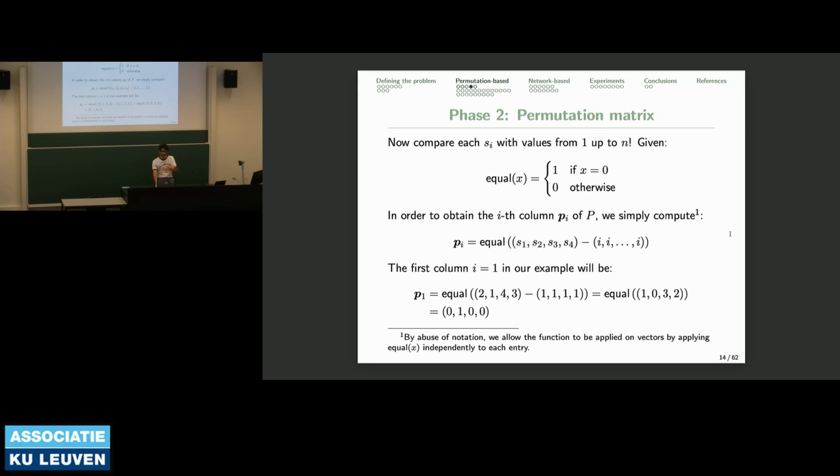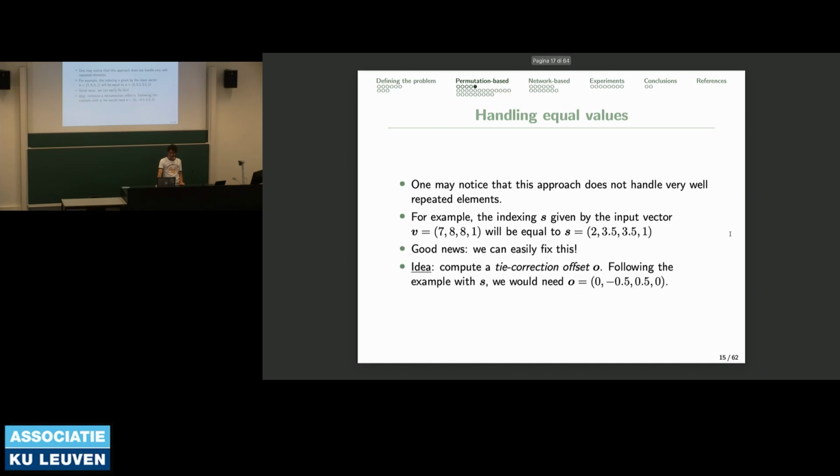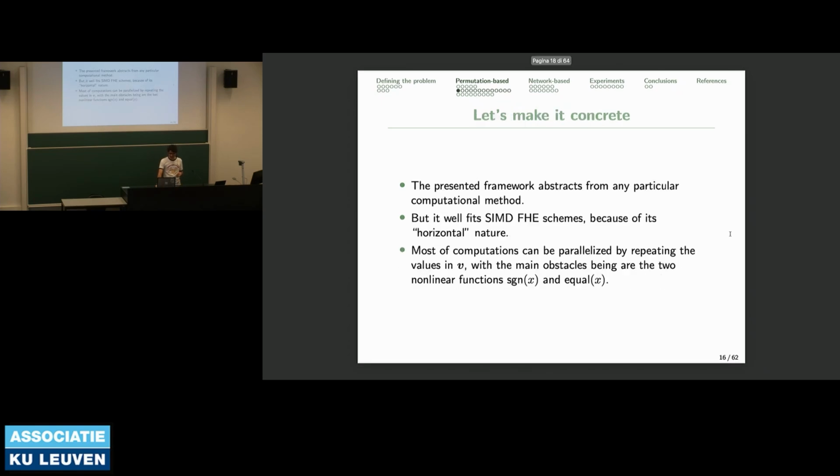Yeah, that's another thing we will discuss in a bit, because that is a hot topic, actually. So, I presented this framework abstracting from anything, saying, okay, we use the signum function, we use the equal function, that's fine, but we all know that in FHE we can just compute additions and multiplications, so there is something wrong in all this. We can actually use these SIMD schemes to parallelize many computations, and that's fine, but we have two main obstacles right in front of us, which are precisely the signum function and the equal function.